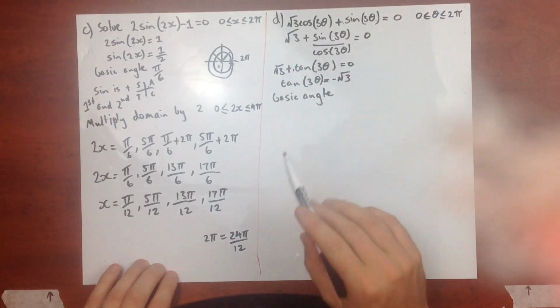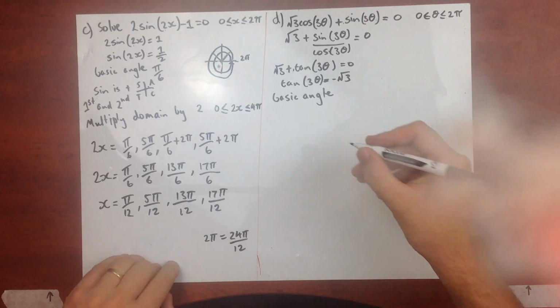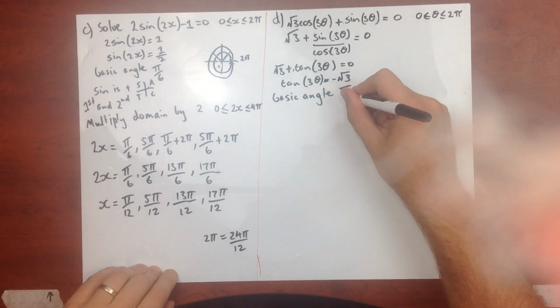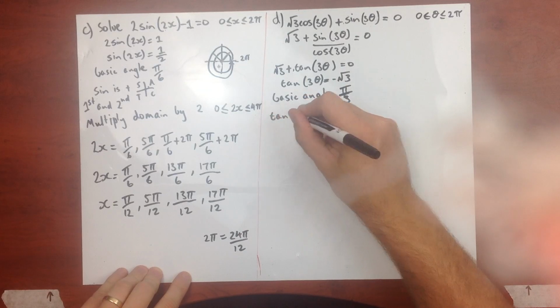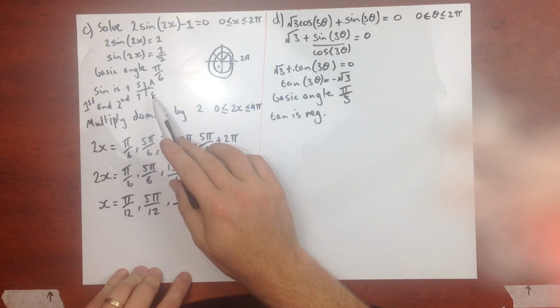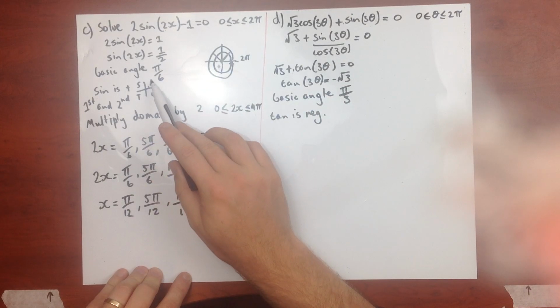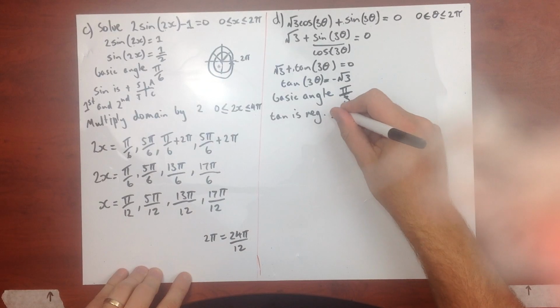Basic angle, when is tan equal to root 3? Remember, ignore the negative, root 3, that is 4 pi on 3. Okay, and then tan is negative. If we leave our CAST over here, tan is positive in the first and third, so negative in the second and fourth.